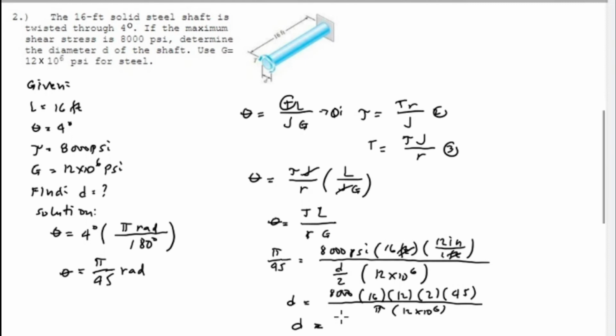So you have 8,000 times 16 times 12 times 2 times 45, and we divide by 12 times 10 to the power 6, and we divide by pi, which is 3.1416, and the value for diameter d is equivalent to 3.67, and it is in inch, so the diameter of the shaft is equivalent to 3.67 inches.